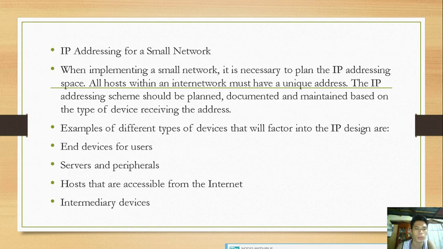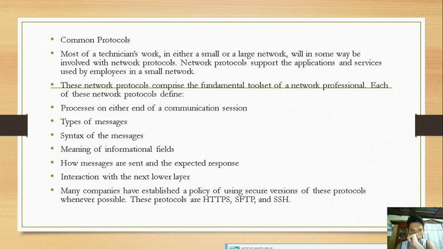IP addressing for a small network. When implementing a small network, it is necessary to plan the IP addressing space. All hosts within a network must have a unique address. The IP address scheme should be planned, documented, and maintained based on the type of device receiving the address. Example types of devices that will factor into IP design are end devices for users, servers and peripherals, hosts that are accessible from the internet, and intermediary devices.